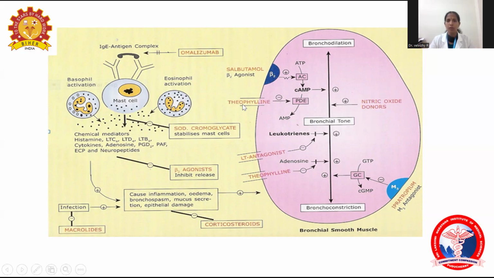So we have different groups of drugs used in the treatment of bronchial asthma. One is aimed at mast cell degranulation. This group of drugs is called mast cell stabilizers, that is sodium cromoglycate, ketotifen, and so on. Then we have the group of bronchodilators, the first line drugs for bronchial asthma: beta 2 agonists, anticholinergics, and methylxanthines. And we have corticosteroids. Then we have monoclonal antibodies like omalizumab. All these groups of drugs act at a certain level and decrease the asthmatic attack.